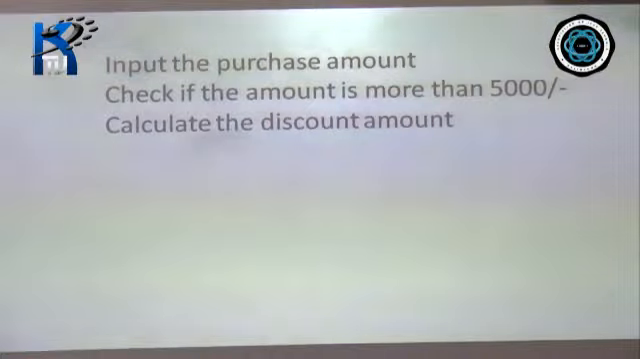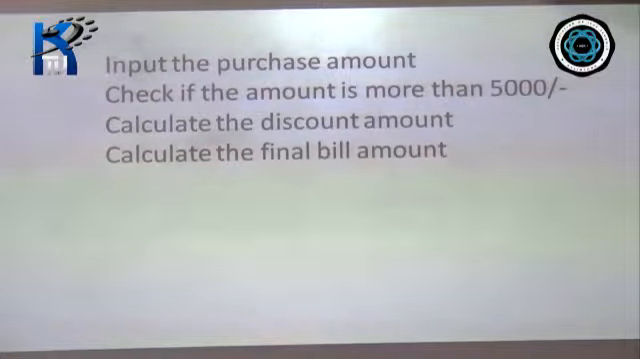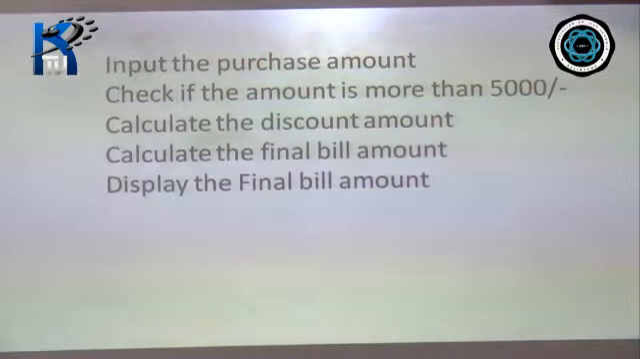Then we need to calculate the discount amount. Whatever is the discount amount, 15% of the purchase amount above 5,000, that will be the discount amount. Okay. And then we calculate the final bill. Remember, final bill will be the purchase amount minus the discount amount. So we need to calculate the final bill and then display the final bill.